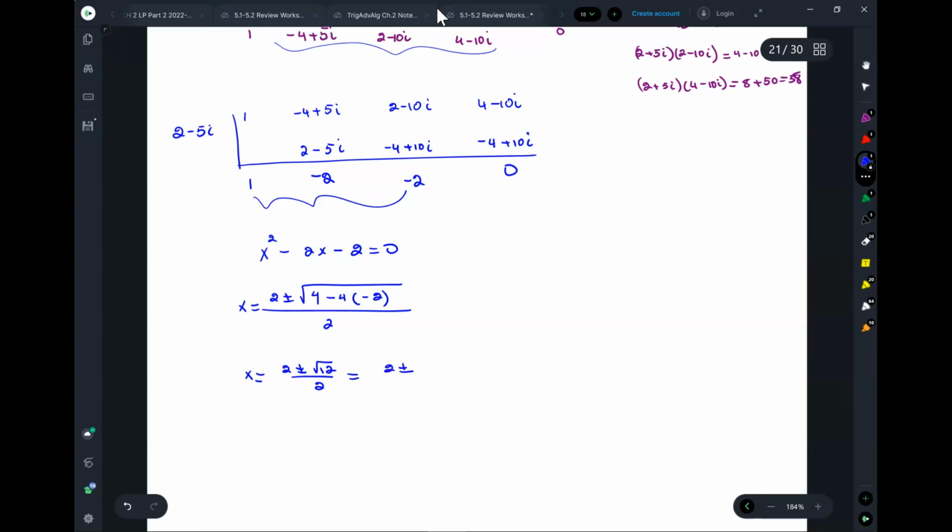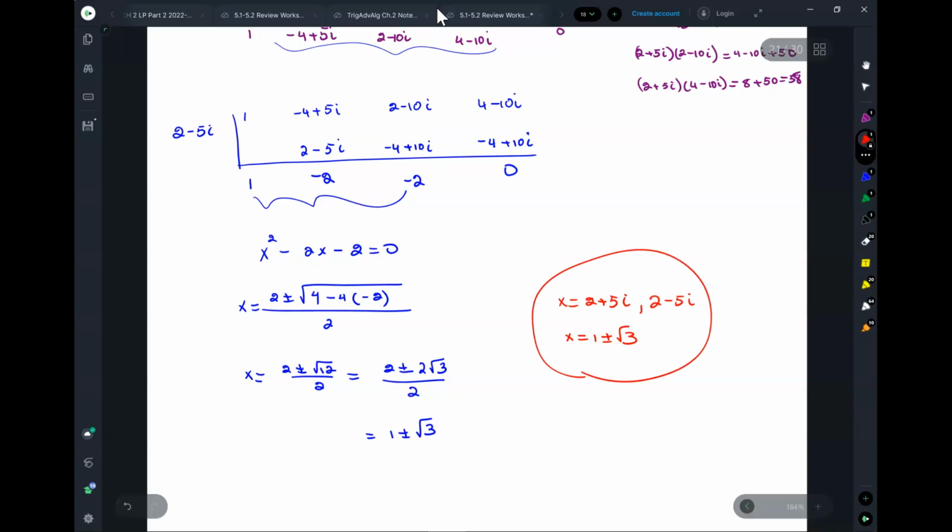What's root 12 when you simplify? So this will be 1 plus or minus root 3. Okay, so what are all the zeros? 2 plus 5i, 2 minus 5i, 1 plus or minus root 3. Oh, what a problem. All right. We made it just in time.